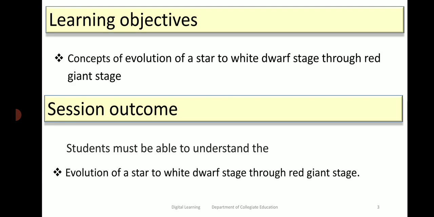The learning objectives are the concepts of evolution of a star to the white dwarf stage through the red giant stage. The students must be able to understand the learning objectives.